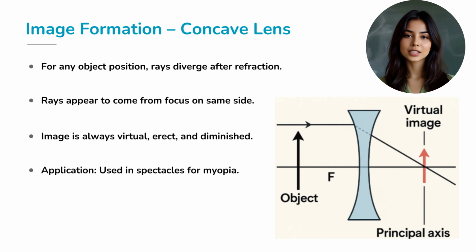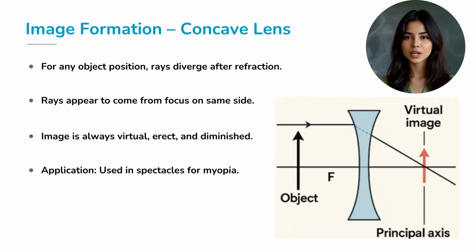But if we extend these rays backward, they appear to come from the focus on the same side of the lens as the object. This means the image is always virtual because the rays don't really meet. It is always erect, upright, not inverted. And it is always diminished, smaller than the object. So yes, the concave lens is very predictable. It doesn't like surprises.